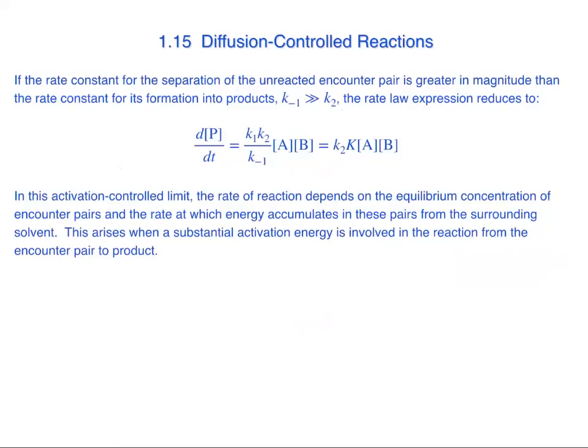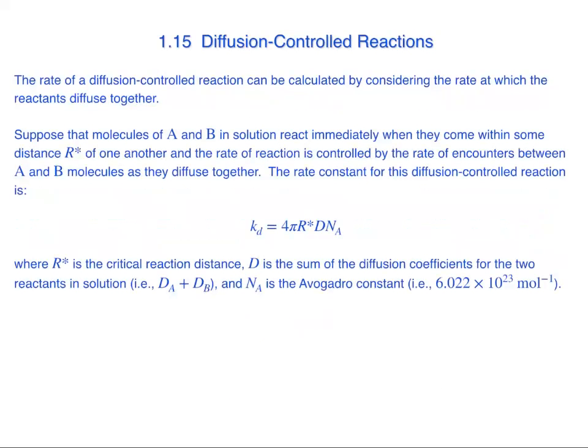So for the remainder of this video, we're going to look at a way in which we can calculate k1 in the diffusion-controlled limit. So the rate of a diffusion-controlled reaction can be calculated by considering the rate at which reactants diffuse together.